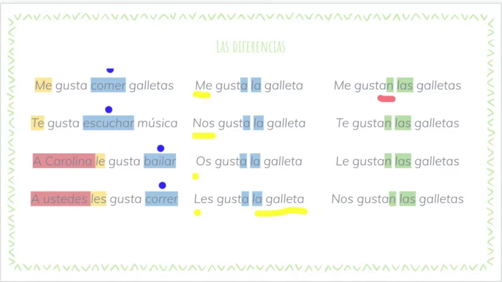So instead of saying the cookie pleases me, we're saying the cookies please me in the sentence me gustan las galletas. So since it's more than one cookie pleasing me, we put the verb as gustan. And we can see in the other examples that it doesn't matter if it's one person who likes the cookies or many people. We are looking for the objects after the verb gustar in order to decide how we want to conjugate the verb.